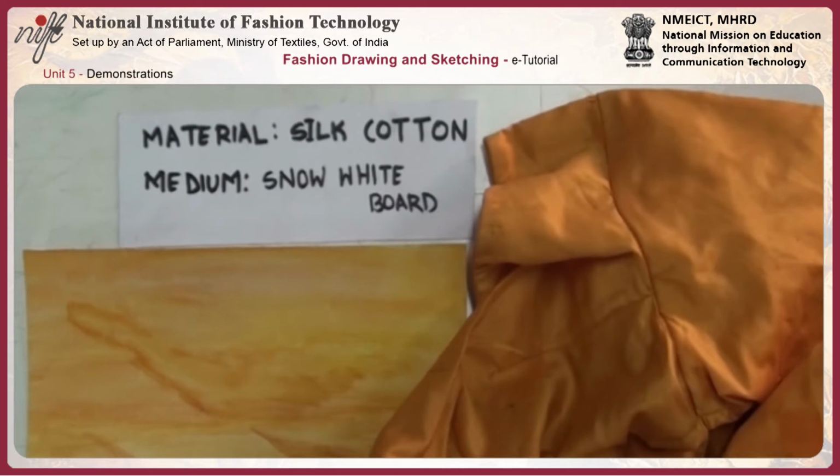Here you are watching silk cotton fabric which is rendered using watercolor on snow white board. As the fabric is of single color, the illustrator has given more importance to the tones visible on the surface of the fabric. So he has chosen watercolor medium.